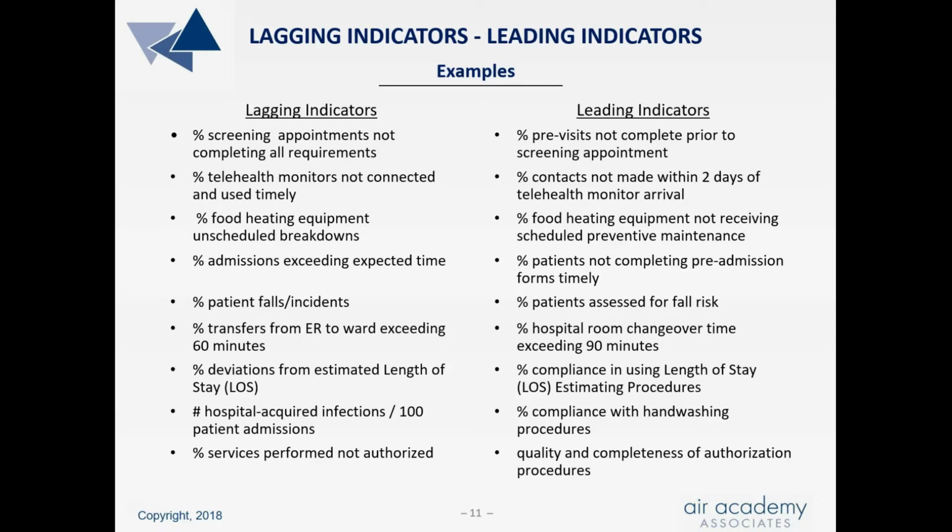Halfway down the screen there, percent patient falls and incidents. That's a good lagging indicator. A good leading indicator might be percent patients assessed for fall risk. Lastly, we'll look at number of hospital-acquired infections per 100 patient admissions. That's a good lagging indicator. A good leading indicator might be percent compliance with hand washing procedures.